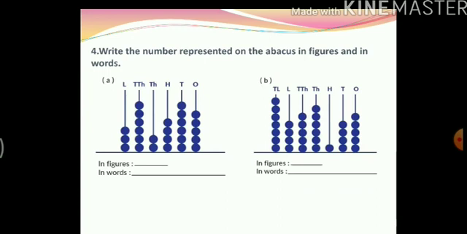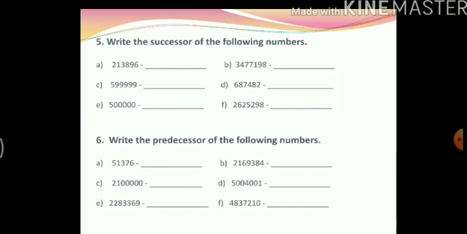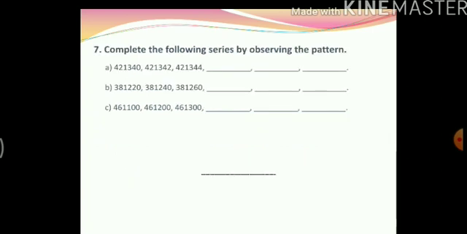Here we have write the number represented on the abacus in figures and in words. So this is easy. You will have to see how many beads or circles are there in each place value and write down the number in figures and words. Once again, the place value chart will be very helpful for you. Here we have write the successor of the following numbers and write the predecessor of the following numbers. We just discussed how we can easily find the successor and predecessor of the numbers. I hope you remember it and will be able to solve these questions easily.